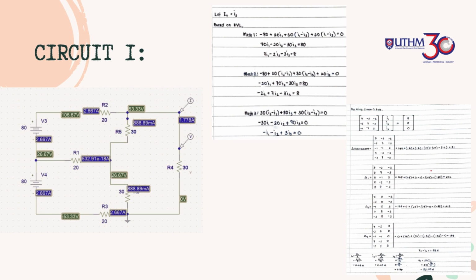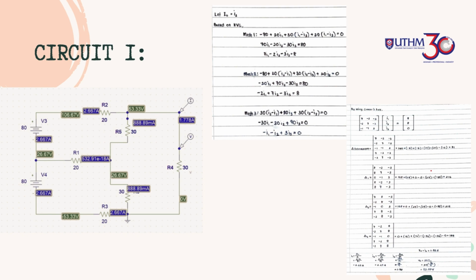The current 1 we get from the simulation calculation is 2.667 ampere, the current 2 is 2.667 ampere, and the current 3 is 1.778 ampere. Following the mesh analysis, we know that current 3 is the same as I0, so I0 is equal to 1.778 ampere, and the V0 shown in the simulation is 53.33 volt.